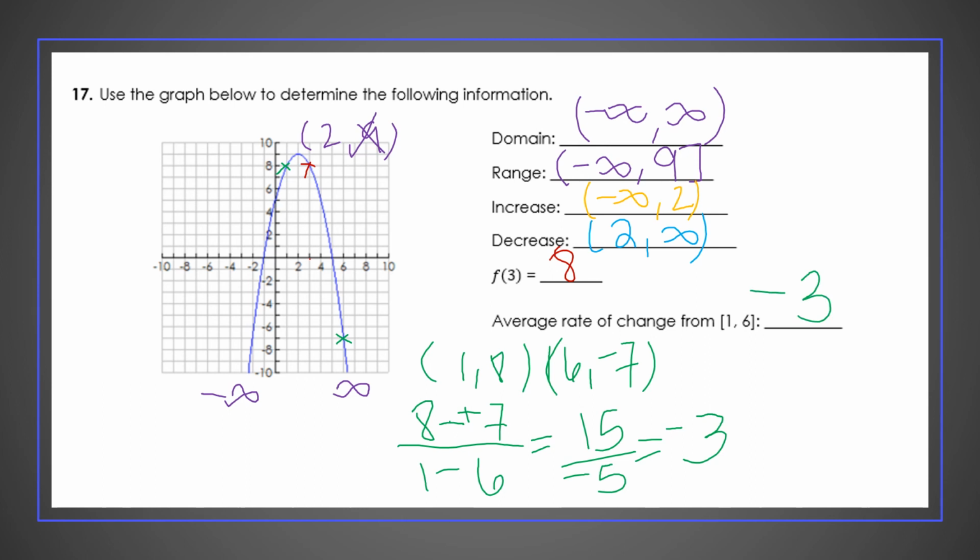I can also, if I want to, count rise over run. So if I start at 1, I would count down 15, which would be -15, and then I would count over 5, and again, -15 over 5 equals -3.